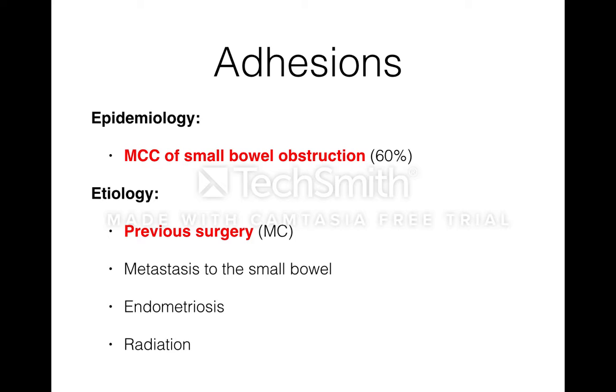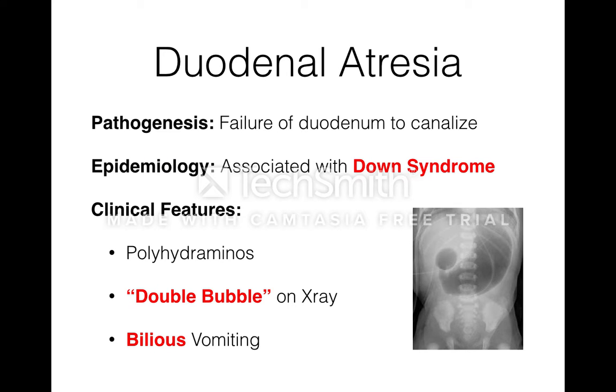Adhesions are the most common cause of small bowel obstruction. They account for 60% of cases. The etiologies include previous surgery, mets to the small bowel, endometriosis, and radiation. Previous surgery is the most common cause of adhesions.